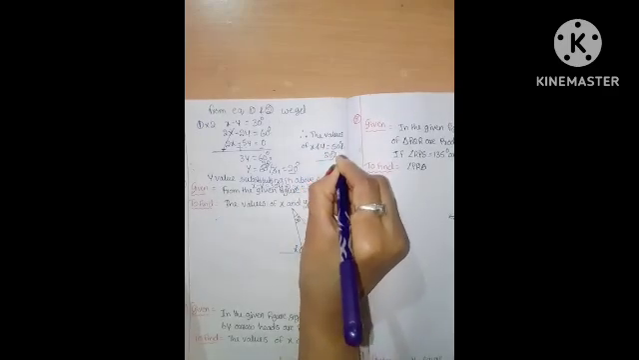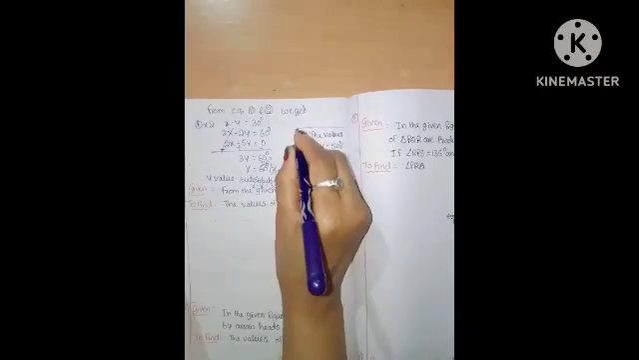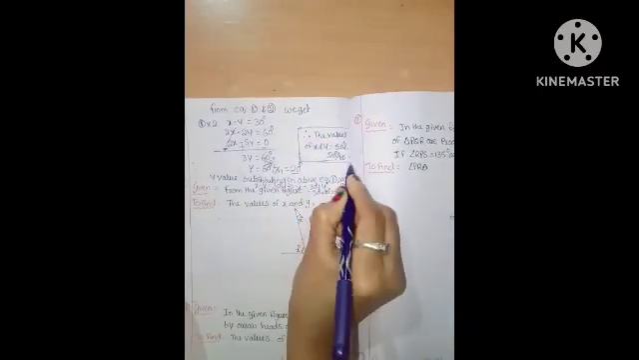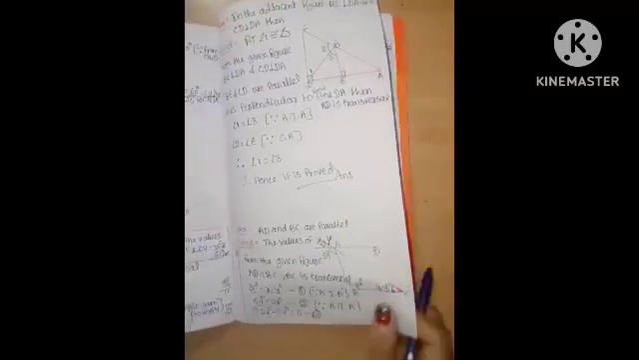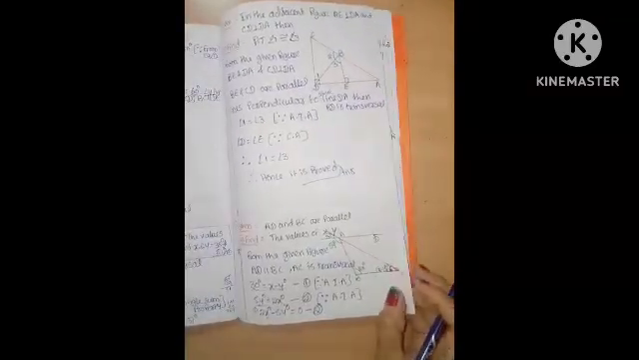This is the final answer. We got it. Are you understood? Yes, understood. How will you get the x? How will you get the y angle? What's the property we are using in this problem? Are you understood? Yes.